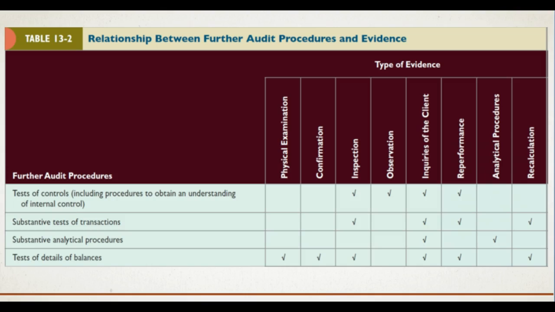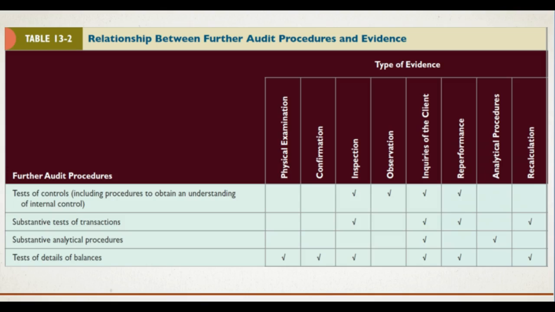In here, we have a summary of the relationship between further audit procedures and types of evidence. The following observations about the table can be made. More types of evidence, 6 in total, are used for tests of details of balances than for any other type of test for an audit. Only tests of details of balances involve physical examination and confirmation.